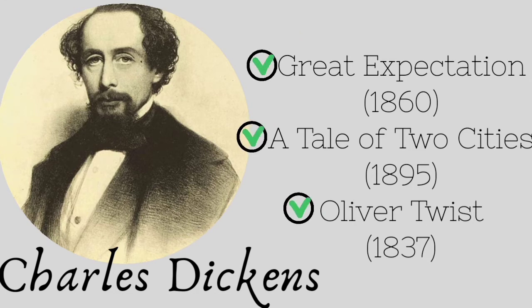Great Expectations, 1860, tells us an autobiographical story, and A Tale of Two Cities, 1895, tells us about the history of the French Revolution. Then Oliver Twist, 1837, tells us about suffering children. And Dickens wants education for all children and shows his readers the kind of problems children had in the cities. Poor people had no chance to share in the success of the nation.